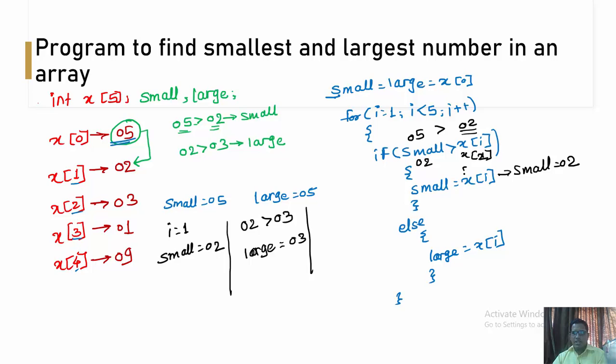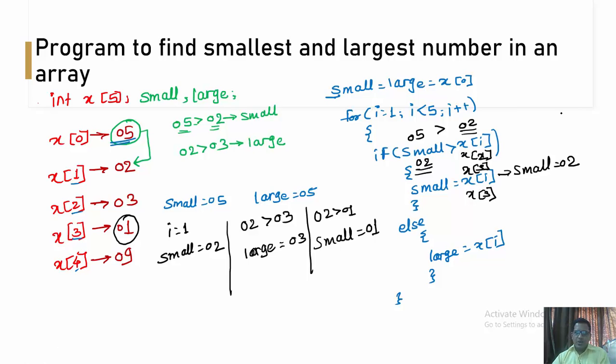Now what is the value? It's x of 3, and the value of small is still 02, right? So now 02 is greater than 01, because x of 3 is 01. Whether 02 is greater than 01? Yes, the condition is satisfied, which means x of 3 is going to possess a smaller value. So here the 03 is checked with 01, and as the condition is true, the small is now equal to 01.